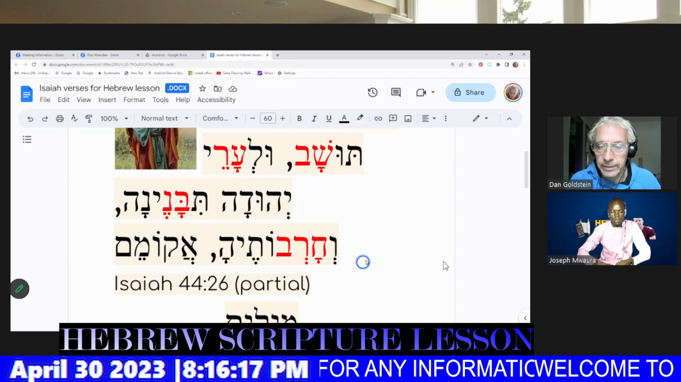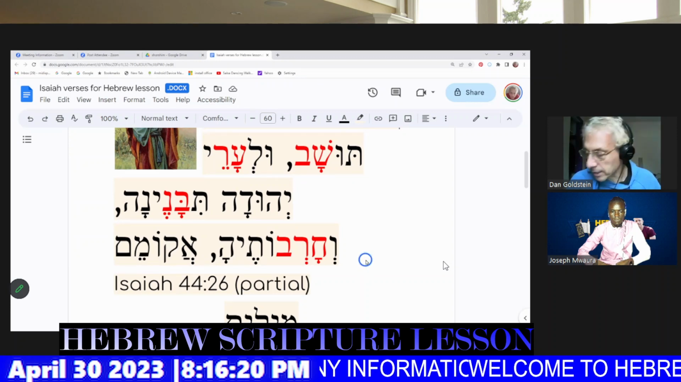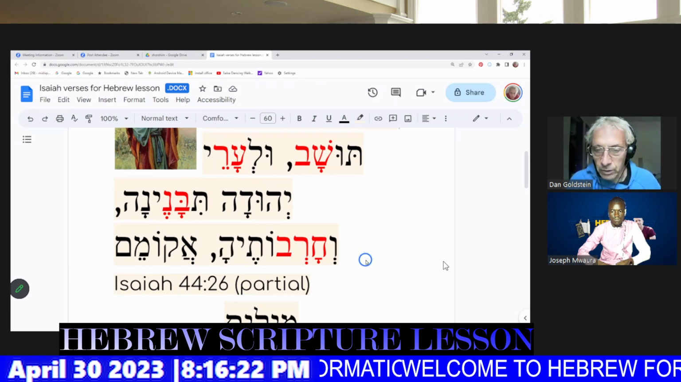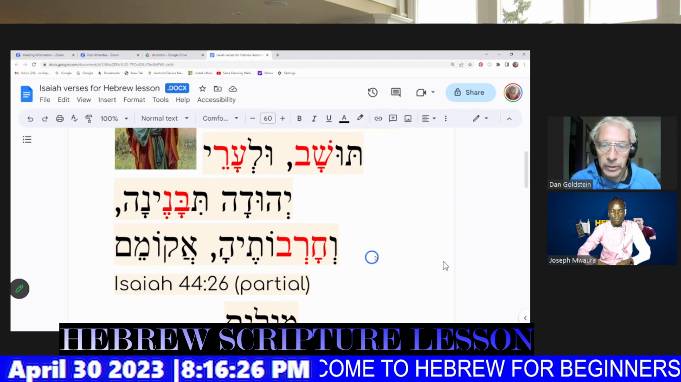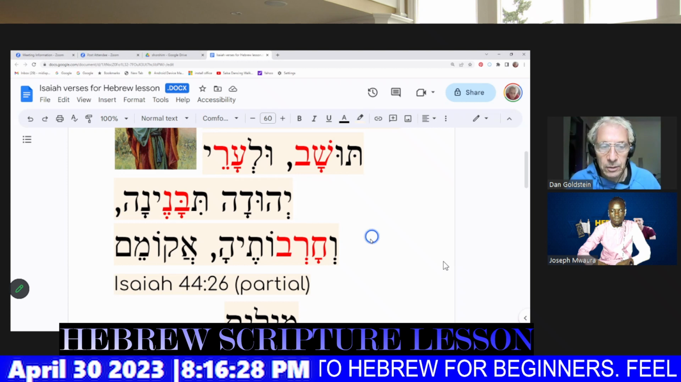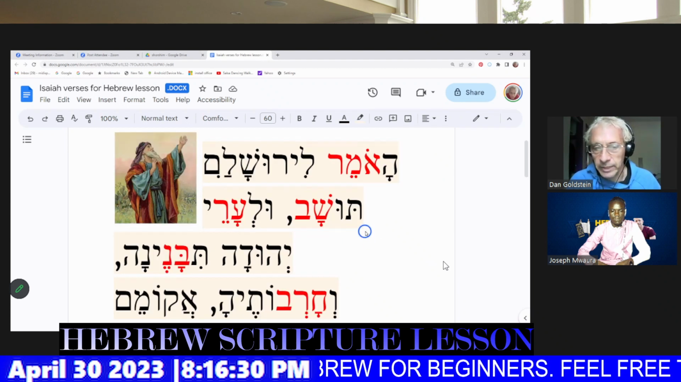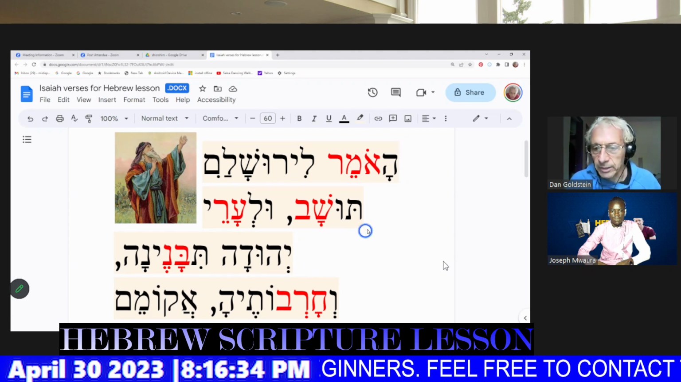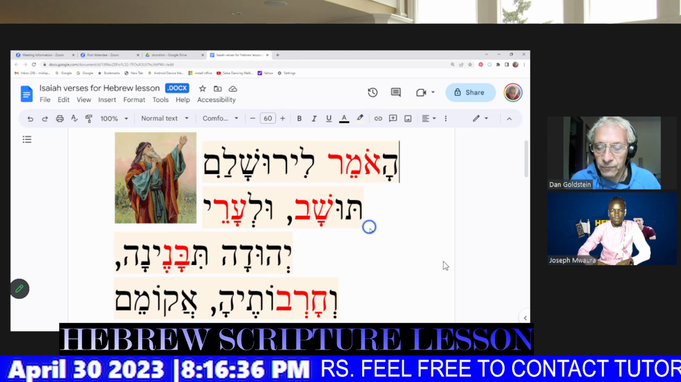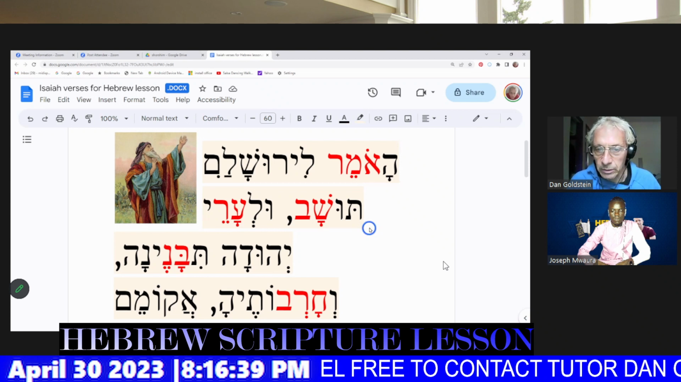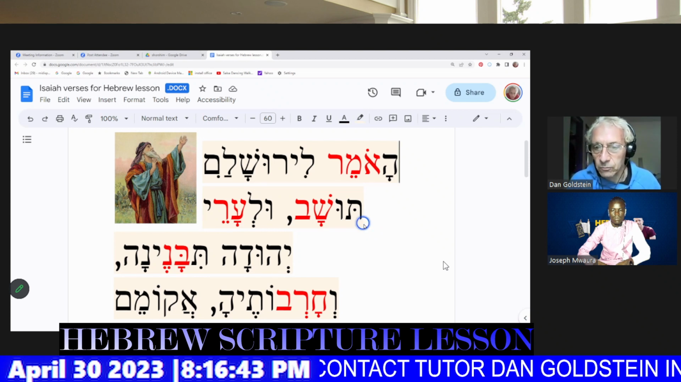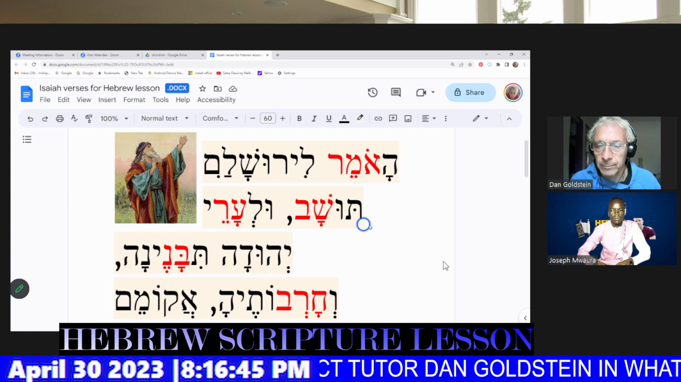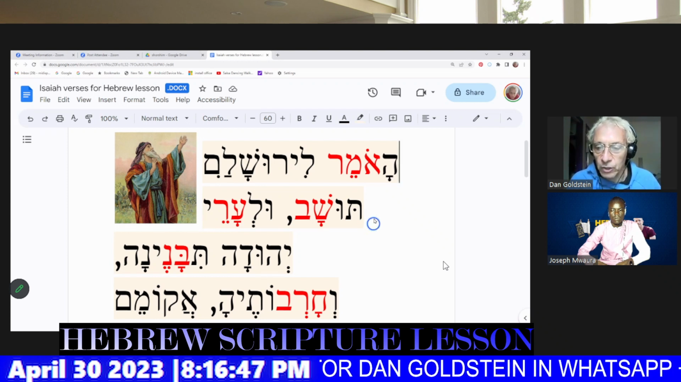We know that in the time of Isaiah, Jerusalem had been ravaged by foreign armies and occupations, and because of the sins of the people, it had been torn apart. And Isaiah is coming to offer comfort that in the future, Jerusalem will be restored. So that's the background of our verses. So, ha-omer l'Yerushalayim, let it be said to Jerusalem, you shall be settled.